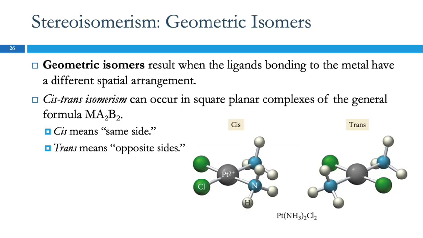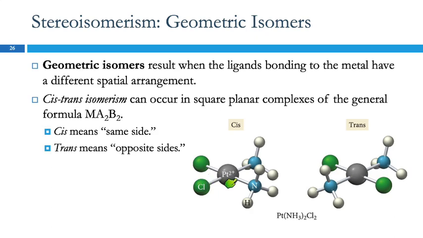So geometric isomers are in the other category. These are stereoisomers. Geometric isomers happen when the ligands have a different spatial arrangement. So all the connections are the same, but they have a different spatial arrangement. So we can look at the two isomers of this. That would be, let's see, diamminedichloroplatinum(II), I believe.